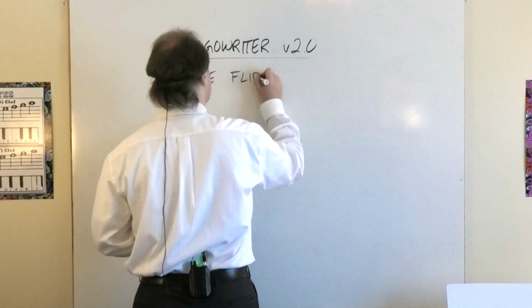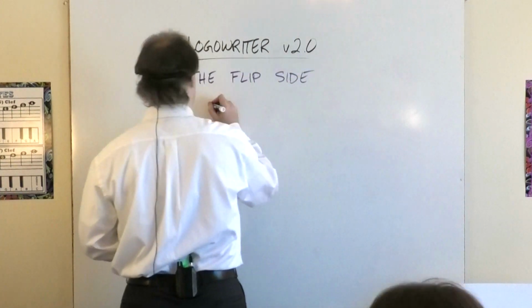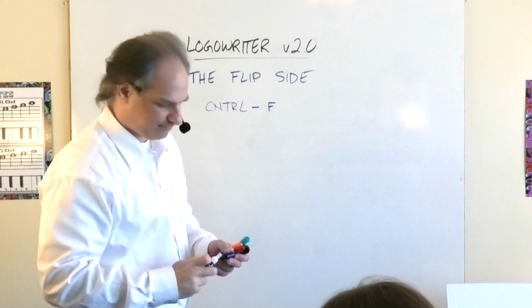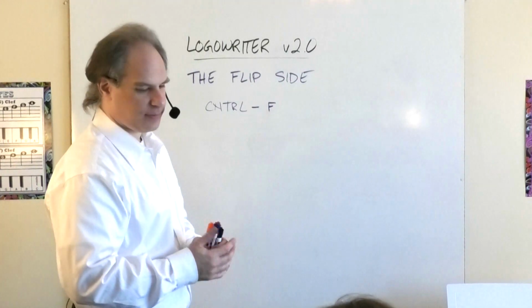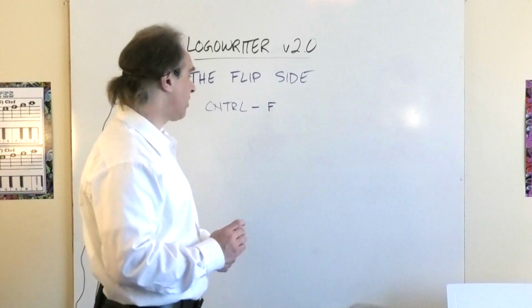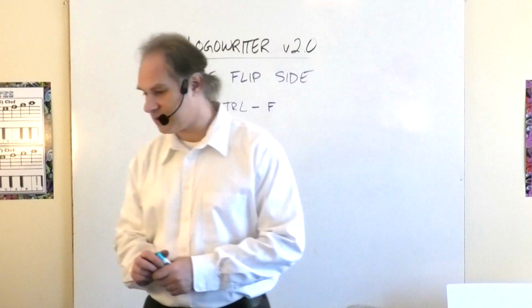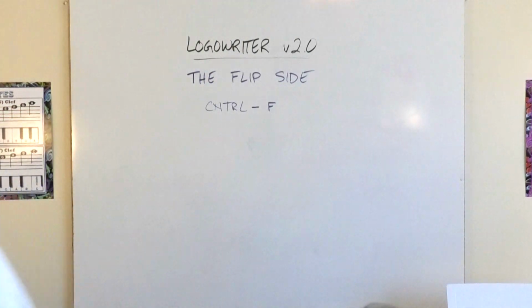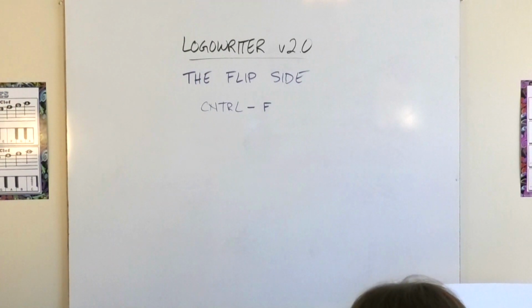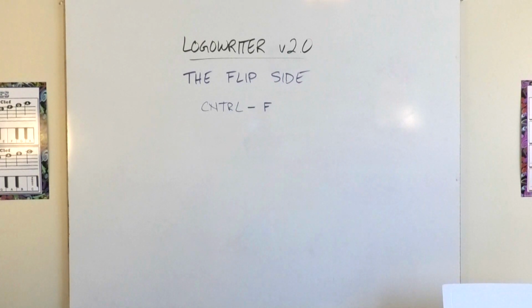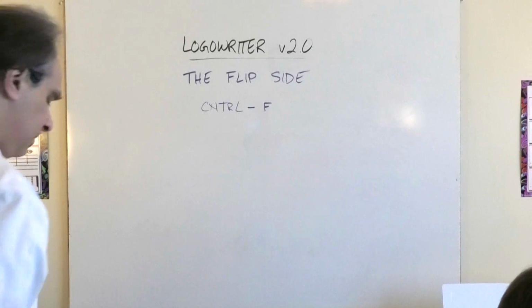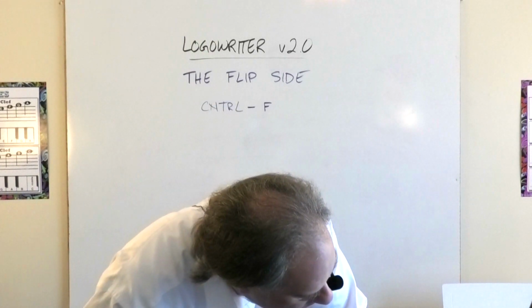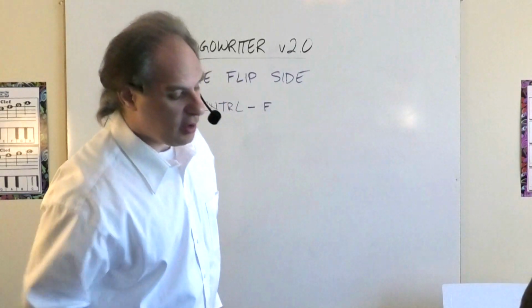The flip side. And you get to it with, I'll tell you the secret, Control F. That will flip the page. Now, on your LogoWriter, I don't know how. You'll have to look up in the manual and see how to get to the flip side or how to access the code. You've probably already done that. So, what do we get? Go ahead and hit Control F. Okay, now it says flip side. Great. And now the cursor's up here.